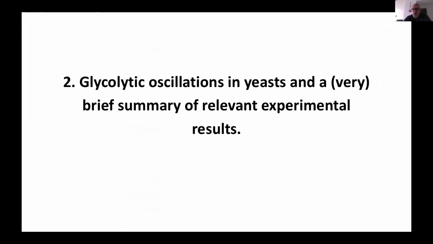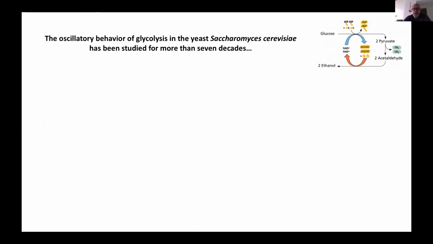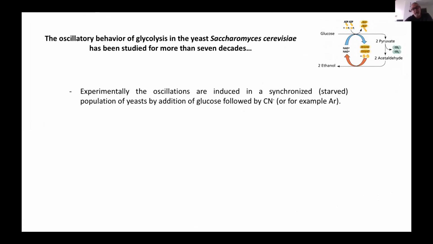Well, what is our experimental system and why did we choose it? Because the whole idea here was just to test some of the predictions of this theory. We use suspensions of yeast, Saccharomyces cerevisiae, which show oscillatory behavior in a metabolic process. In this particular case, it is glycolysis.